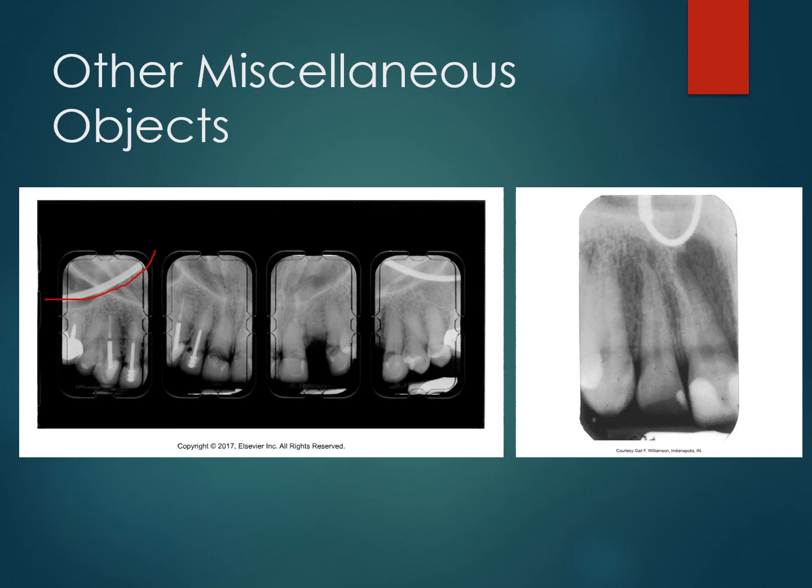Right here we can see it on an intraoral image for our anterior PAs. And then this one here, this is probably a nose ring. Nothing wrong with nose rings, but you got to take them out.